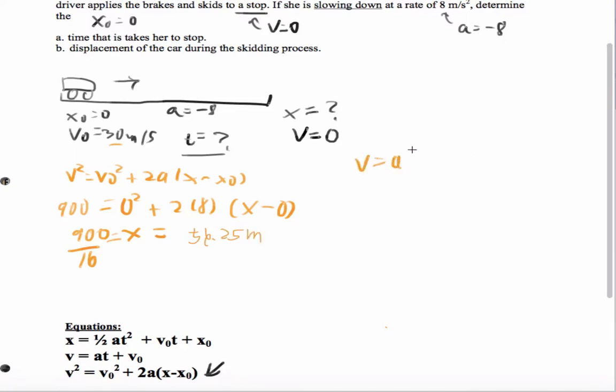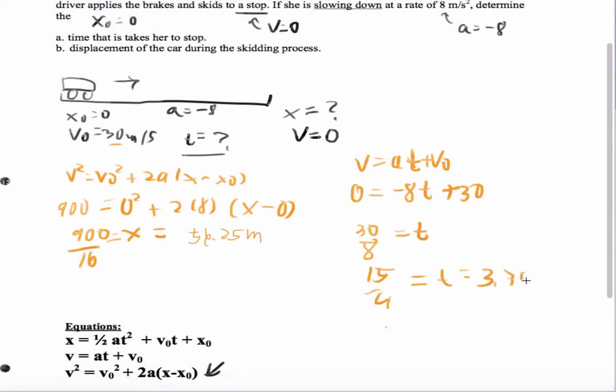So v equals at plus v naught. I'm lazy, so I'll use that equation. So 0 is going to be -8 times t plus 30. So I'm going to end up getting 30 divided by 8 for my time, which is 15 divided by 4. When I actually solve for that time, that's going to be 3 times 4 is 12, so 3.75 seconds.